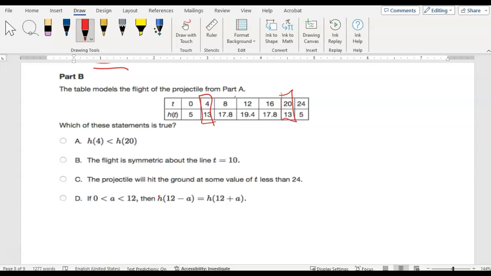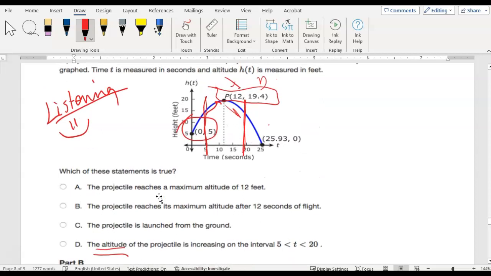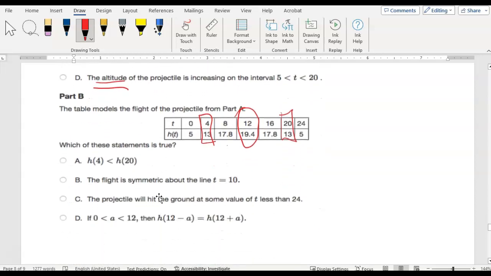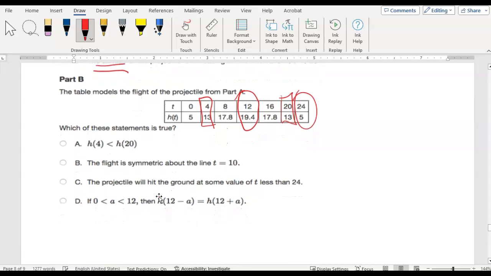So notice that here around 12, we have things being even, and it is symmetric where x equals 12, not 10. So that is also not true. C, the projectile will hit the ground at some value of t less than 24. Well, it looks like at 24, it is still in the air. So that is also not true. That leaves us with D. So let's look at D.